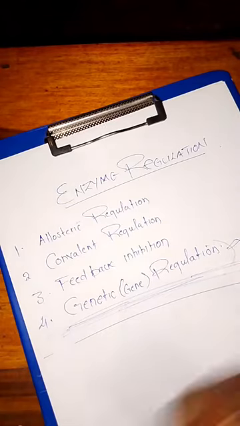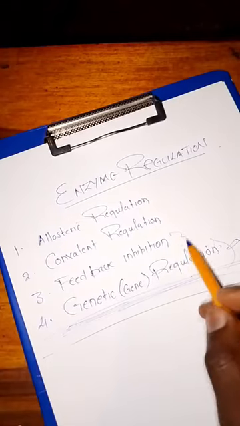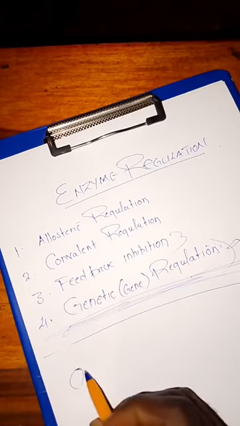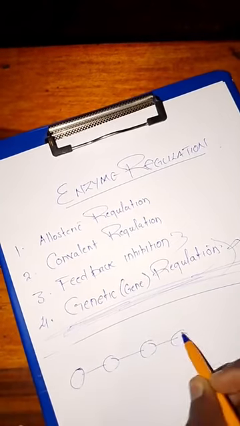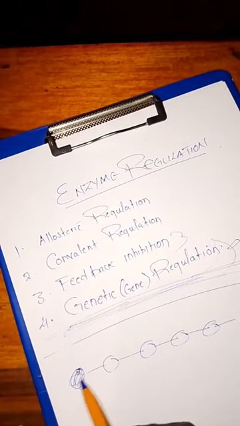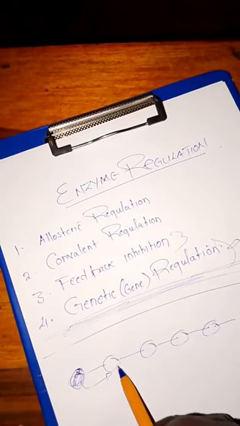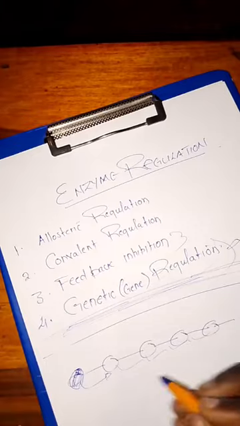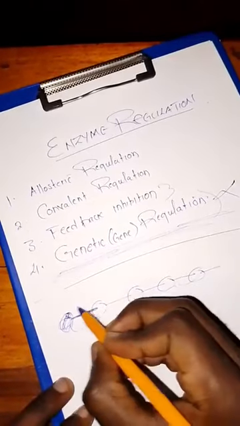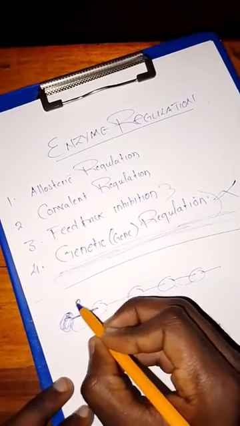That is genetic regulation. Then when we talk about feedback inhibition, this is where the end product of a particular reaction or pathway goes back and inhibits the enzyme that is involved in the pathway. So let's say, for example, this is a pathway. In this pathway, there is the formation of this molecule. From this molecule, you're going to form this molecule. Then it goes like that. So let's say at this point here, we have an enzyme that is operating.